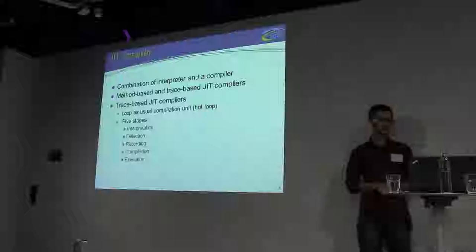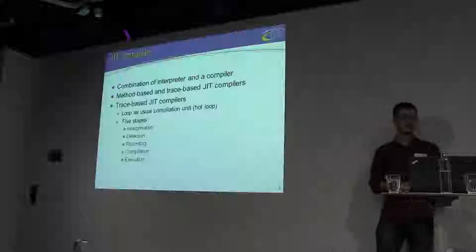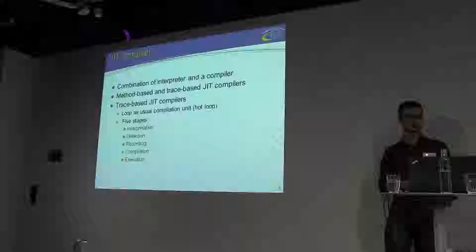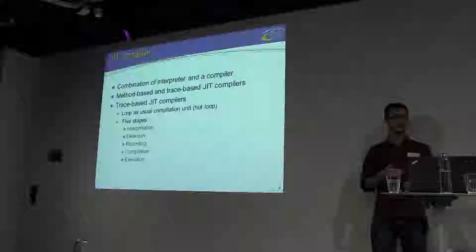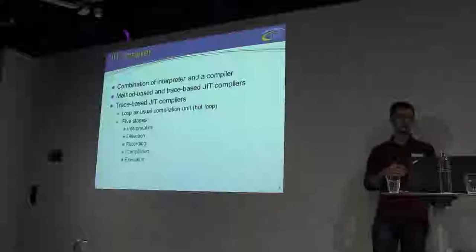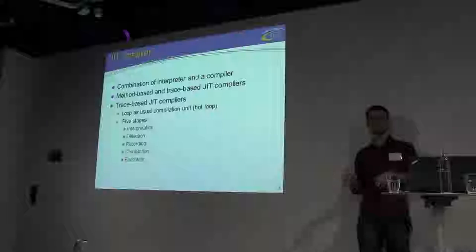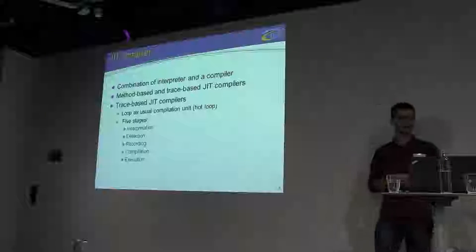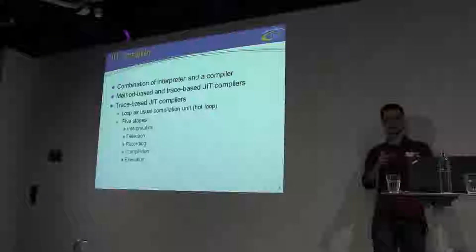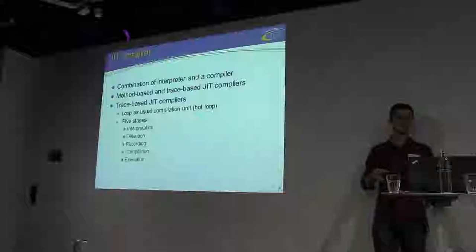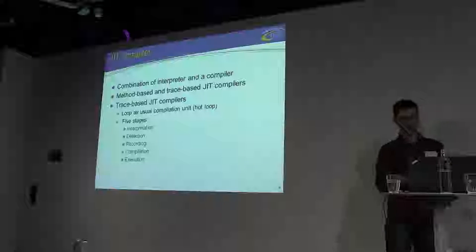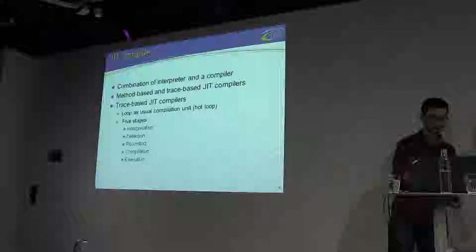The interpreter starts executing some code, and at the same time it tries to detect code which executes very frequently. When it detects such code, it starts recording what happens in that code and translating that to a certain intermediate JIT representation. When it finishes one trace, it compiles that intermediate representation to machine code, and after that, that generated machine code is executed. So that's some basics about JIT compilers.